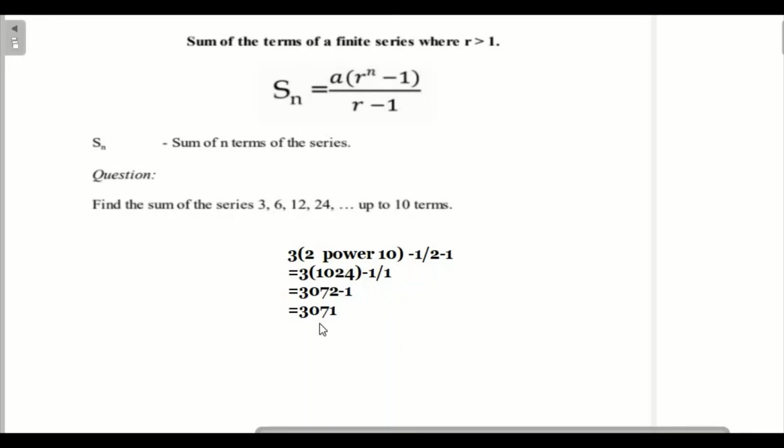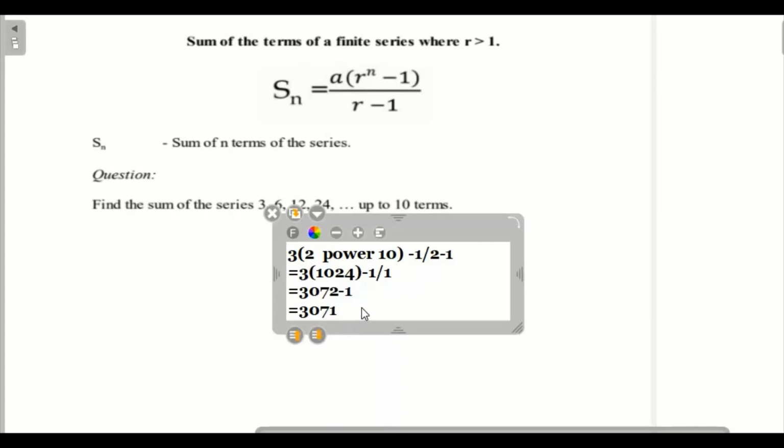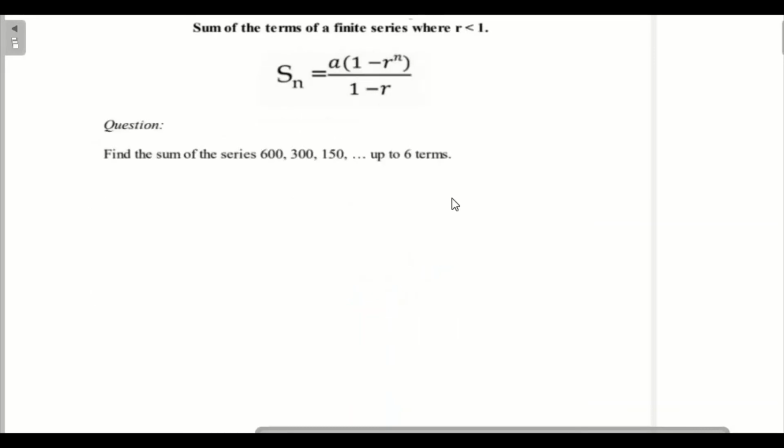So our next term, we'll go for the next term. Our next term will be, we have to find the finite series where the question is find the sum of 600, 300 and 150 up to 6 terms. We have to find up to 6 terms.